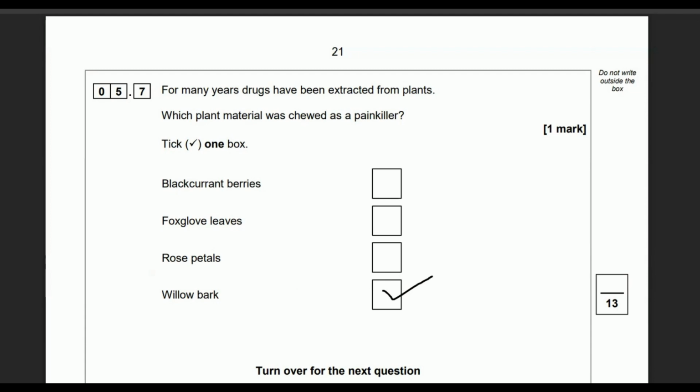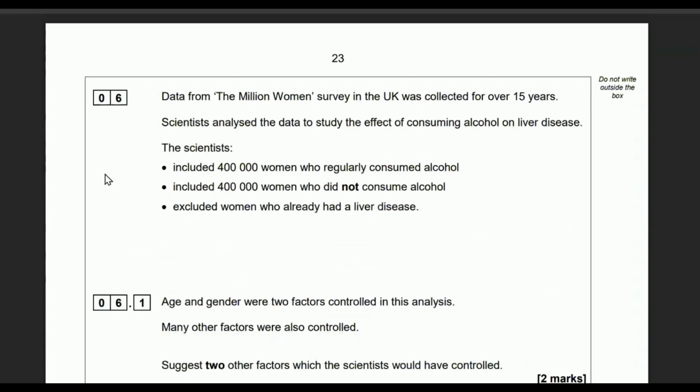I believe there's only 2 questions left, folks. So let's get into them and get through them as quick as possible, because this one is taking time.